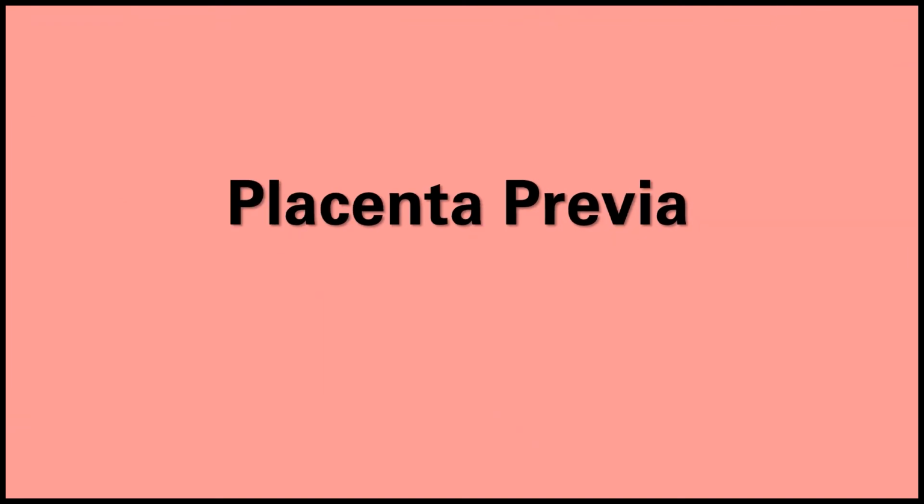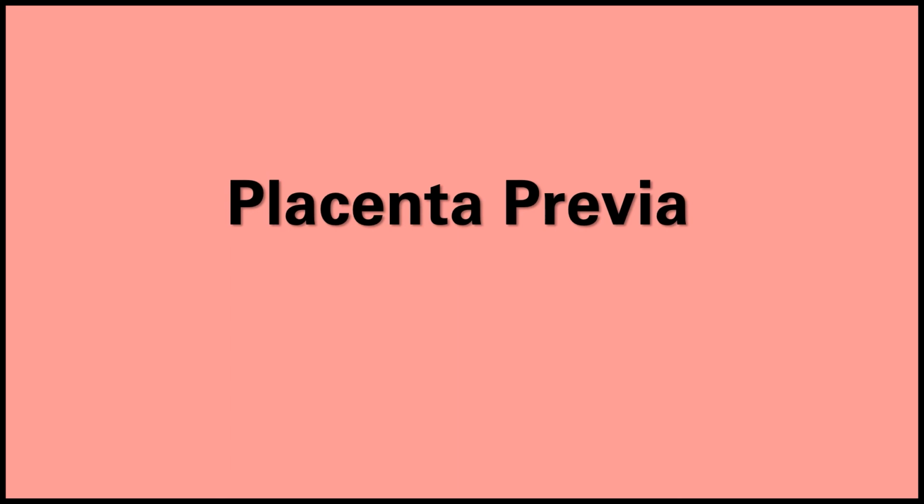The next topic is Placenta Previa. Placenta Previa and Placental Abruption are the two most common causes of third trimester bleeding. So Placenta Previa is a condition in which the placenta implanted very low in the uterus and is covering part or all of the cervix. This occurs in about 1 in 200 pregnancies.